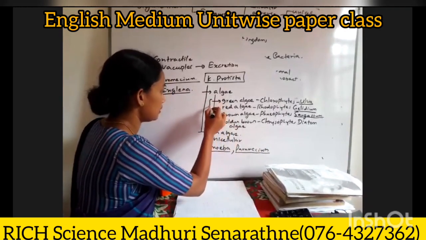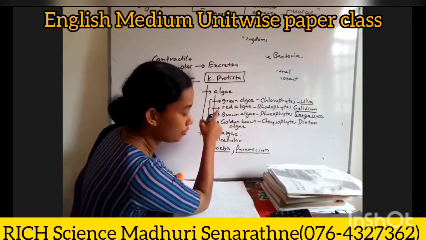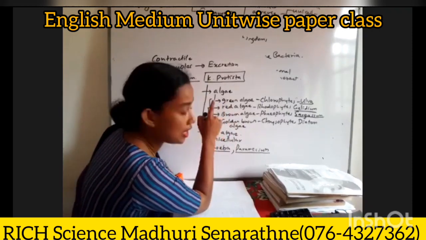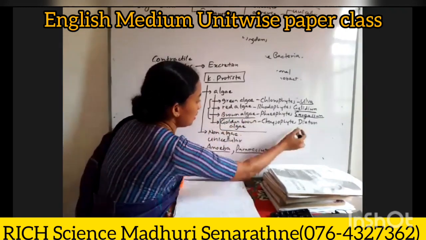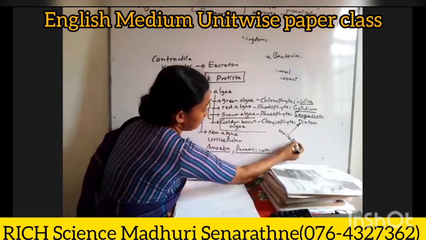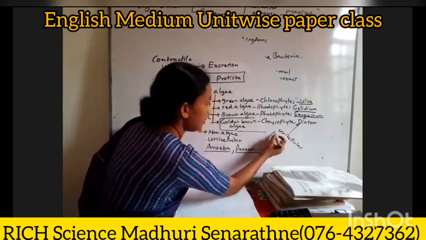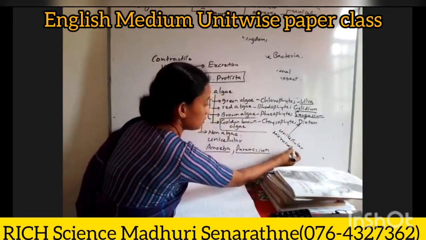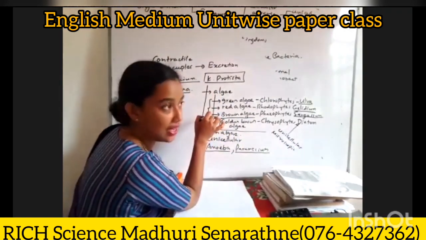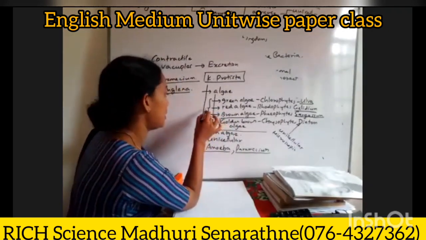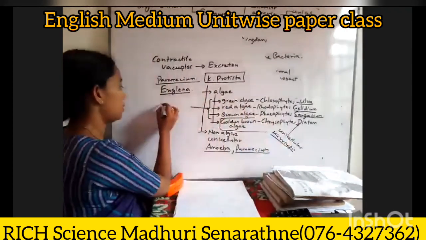These three types, green algae, red algae, and brown algae, are not microscopic. That means they are not unicellular. These golden brown algae, that means diatoms, are unicellular. Unicellular means they cannot be observed by the naked eye. That means they are microscopic. These algae are visible to the naked eye. That means this is microscopic and they are macroscopic.